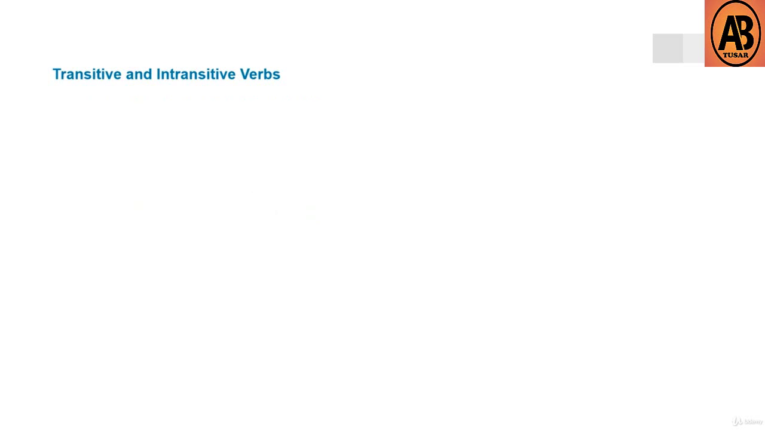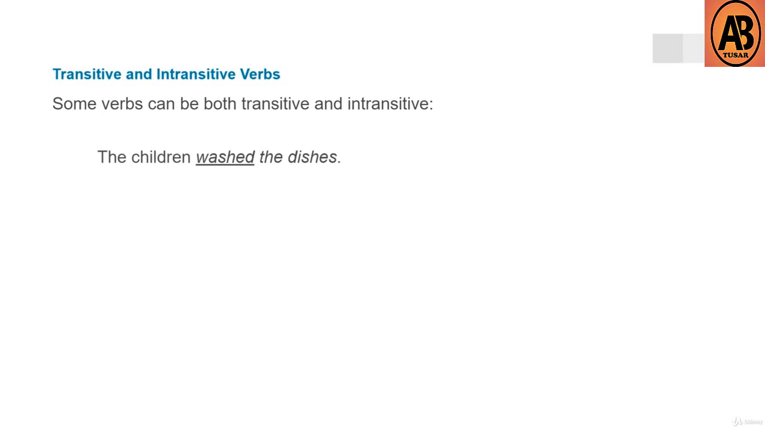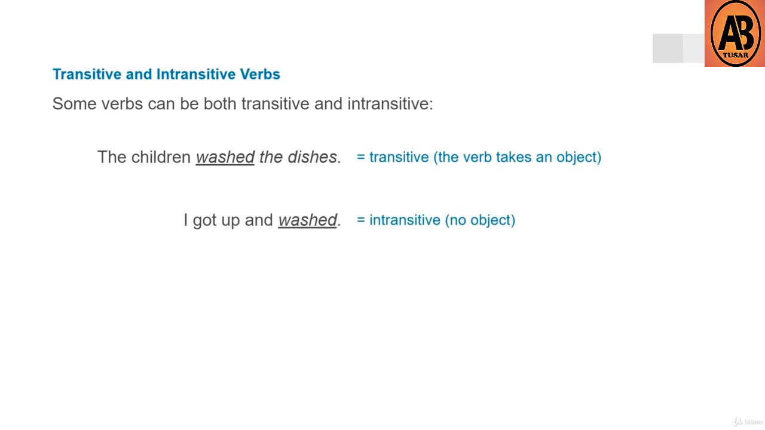However, some verbs can be both transitive and intransitive, depending on how they are used. Here's an example with the verb wash. In this sentence, the children washed the dishes. The verb is transitive. It takes an object, the dishes. However, in this example, I got up and washed. The verb is intransitive. There is no object.